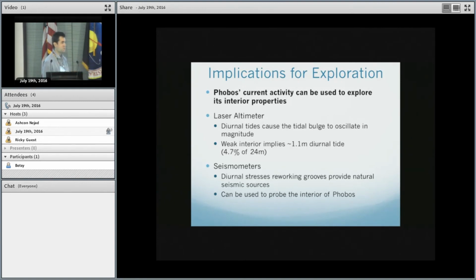But better yet, if you landed a seismometer on the surface, the reworking of the grooves would produce natural seismic signals that you could then listen for. And so you wouldn't have to wait for an impact. You could just sit there for a few days and get these signals and probe the interior of Phobos with those seismic signals. So with that, I'll take any questions. Thanks.